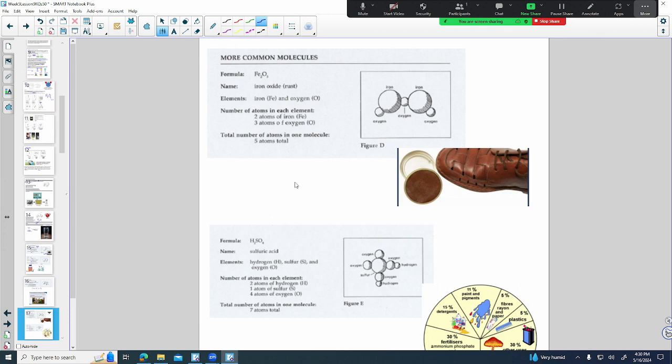Here's another one. The formula is Fe2O3. Notice the subscript. That's what I mean: when you see a subscript, there's a number. This is commonly known as rust. So iron oxide is rust. You have iron and oxygen. Notice for iron, you have 2 parts, and for oxygen, you have 3 parts. So you would add 2 plus 3, that gives you 5. So you have 5 atoms in total in one molecule of iron oxide.